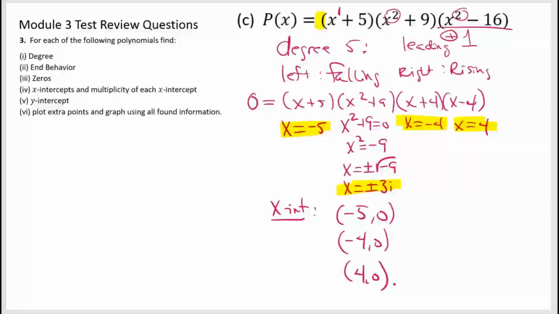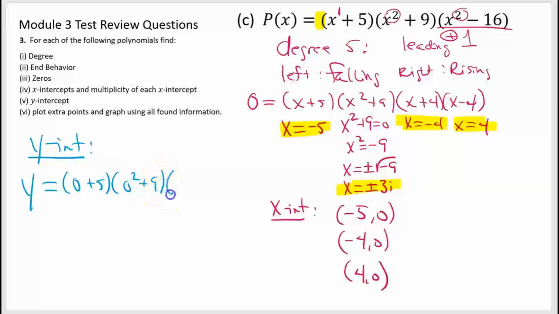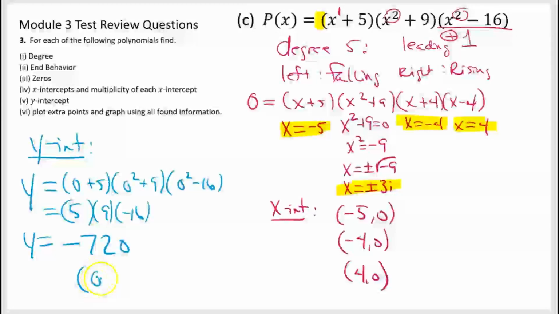All right, what about y-intercepts? Let's do those in green or blue. Okay, here we go. Y-intercepts. How do you find y-intercepts? That's the easiest one to find, right? You set p of x, we're going to call that y, because it is, equal to what you get when you plug in 0 for everything. So 0 plus 5 times 0 squared plus 9 times 0 squared minus 16, which is essentially 5 times 9 times negative 16. Sometimes they're big, especially in this section. And I got negative 720. In point form, that's going to be 0, negative 720.